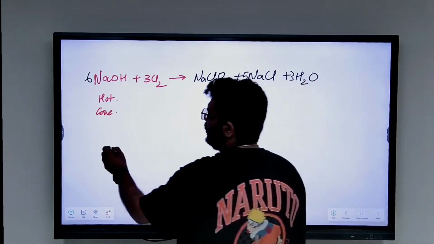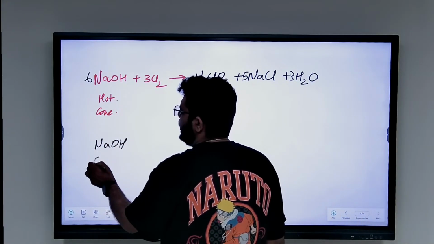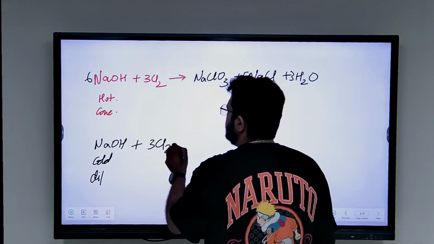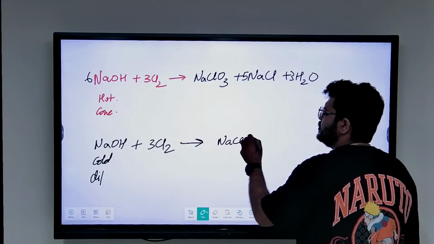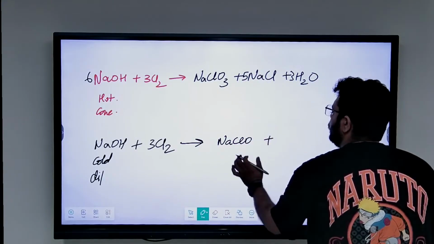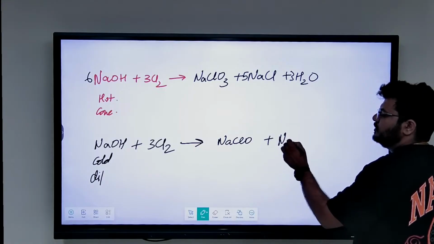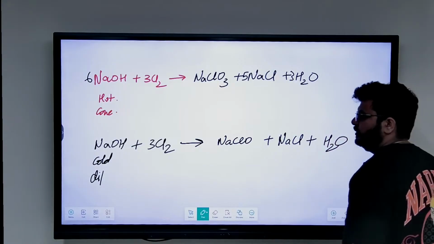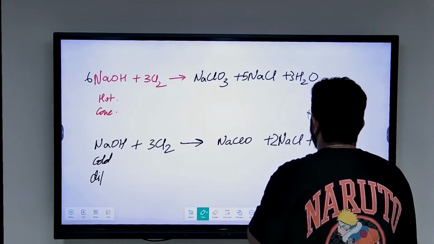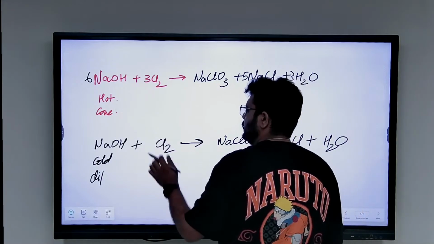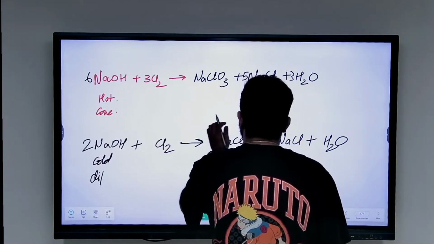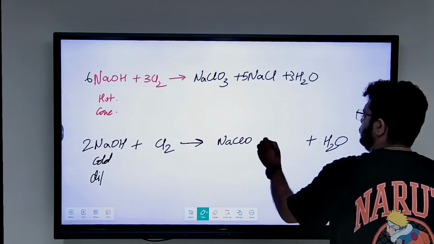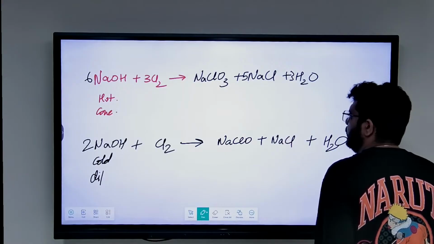So this is for hot and concentrated. What happens when it is cold and dilute? यहाँ पे 3Cl2 आएगा. NaClO plus, okay 2 NaOH and 1 Cl2. Okay, 2 NaOH बोला, है ना?